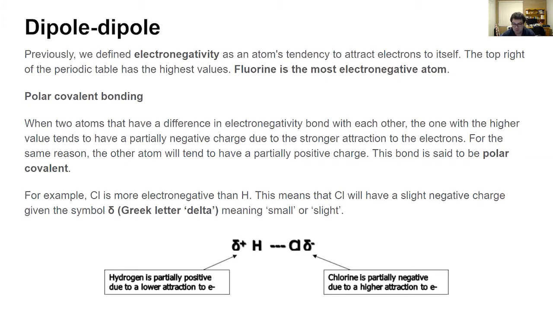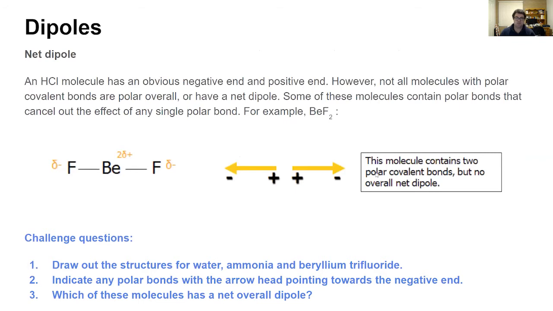Now notice we use a bit of a weird symbol. It's a Greek letter called delta next to the positive and negative sign. Now, if we think about there being polar bonds, one of the things you need to be mindful of is that there can be molecules that have an overall positive and negative end. However, some molecules are symmetrical, and through being symmetrical, they won't have a dipole.